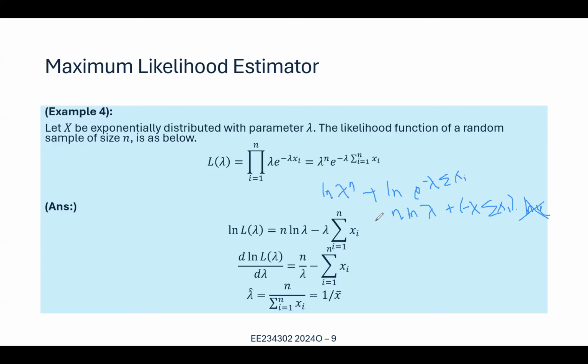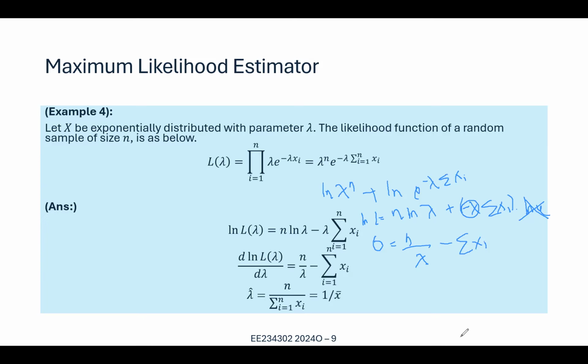We basically have ln L, and if we differentiate everything here, this becomes 0. So you have n over lambda, and now you get rid of lambda here, so it becomes sigma xi, and so on. Now you have lambda hat is 1 over x bar. So this is from the exponential distribution of the random variable, the continuous random variable.